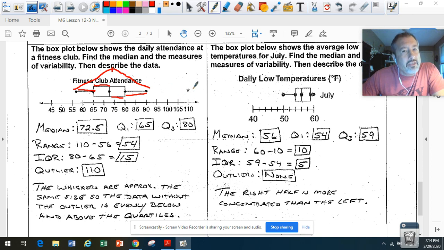Now, this is why we remove the outlier here. If I did not, then look how the distribution is affected with this distance from Q1 to the outlier. That's why we remove the outlier and we go with the next number beside it, which was our 90. Okay, let's look at the next one here.